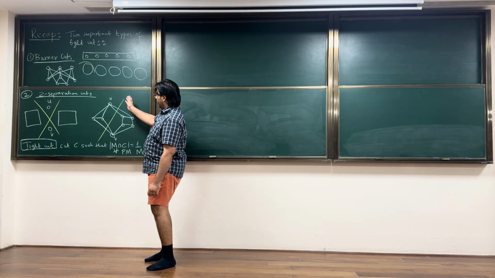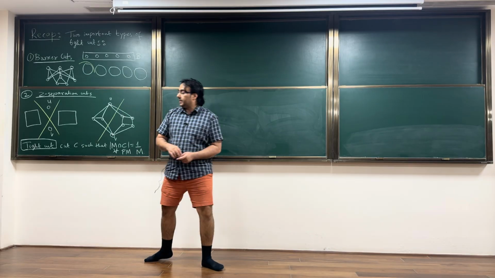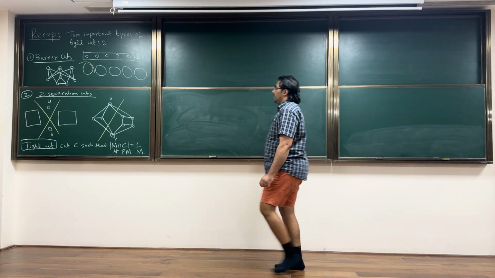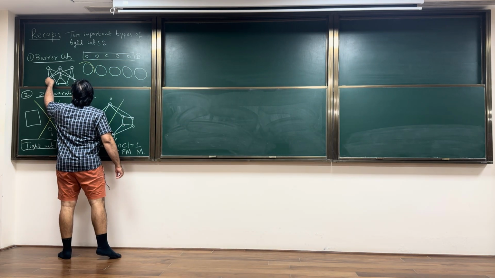Okay. So here's a concrete example of a two suppression cut, and here is a concrete example of a barrier cut.